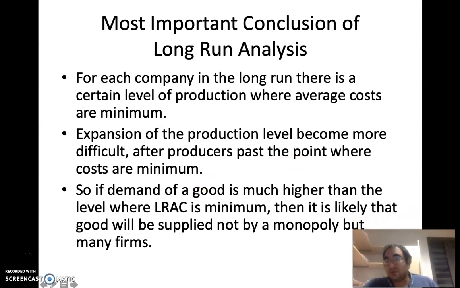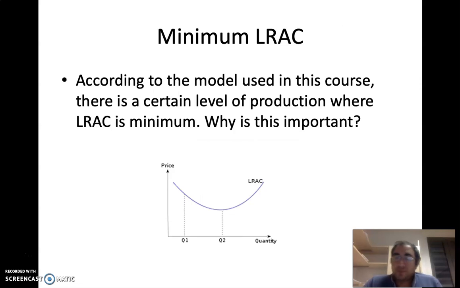Just like in the case of the short run, in the long run also there is a certain level of production where average costs are minimum. Expansion of this production level will become more difficult after producers pass this point. And if demand is much higher than the point where long run average cost is minimum, then the good will not be supplied by a monopoly but by many firms, because a monopoly will have high cost, and small firms will have relatively small cost. So this structure will prevent monopolization if we accept it, although as I said, this cost structure is also challenged.